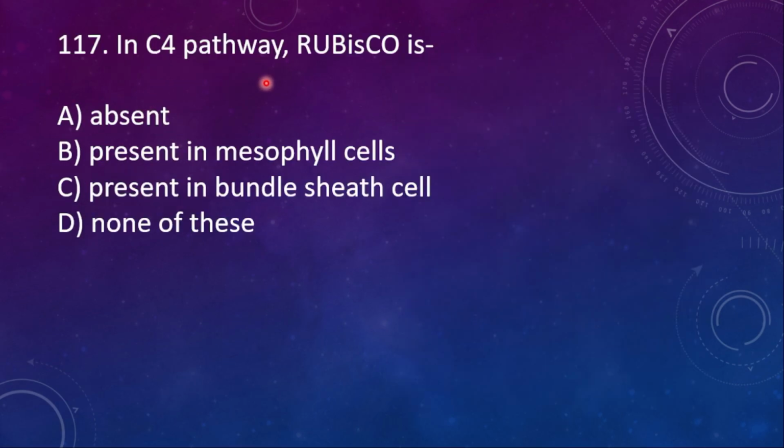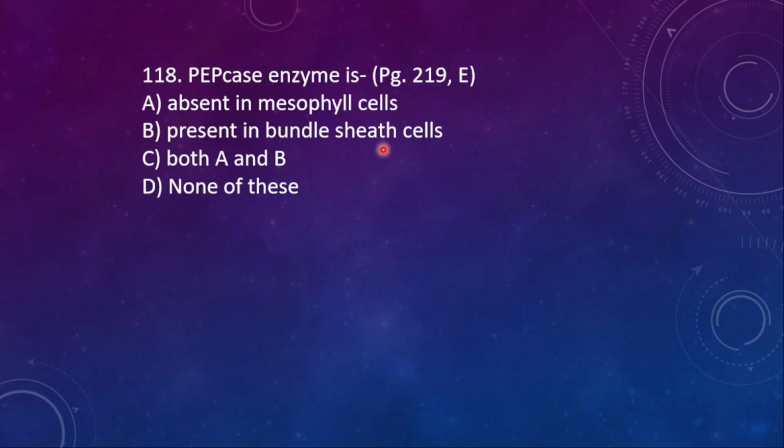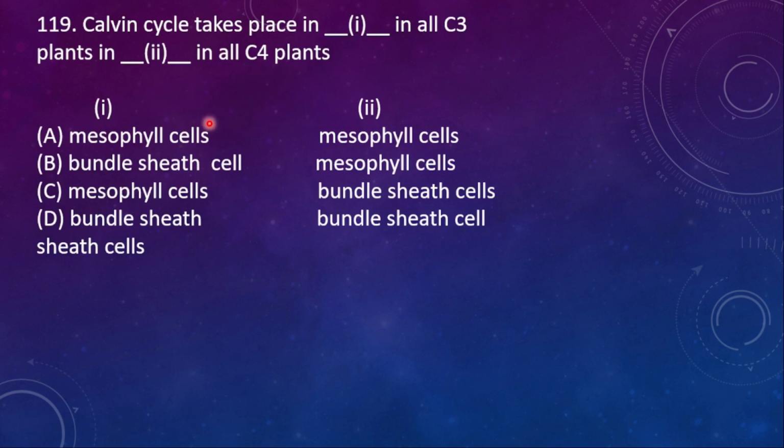117. In C4 pathway, Rubisco is option A, absent, B, present in mesophyll cells, no, present in bundle sheath cells, correct. 118. PEPcase enzyme is A. Absent in mesophyll cells, no. B. Present in bundle sheath cells, no. C. Both A and B, D. None of this. Here the right option is none of this.